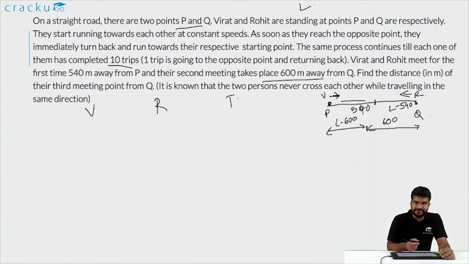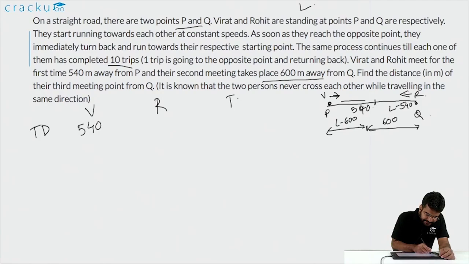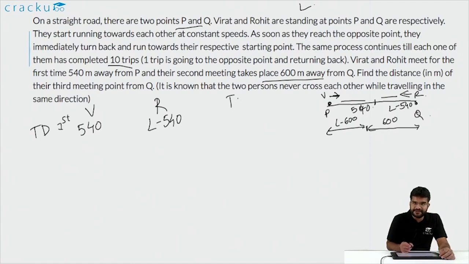The first time that they meet, Virat has traveled 540 meters. This is the total distance traveled by both of them before the first meeting. Virat has traveled 540 meters and Rohit has traveled this, which is L minus 540. Now if you include both of them, that is Virat plus Rohit, both of them together have covered L. That is, they have covered the distance between P and Q once.